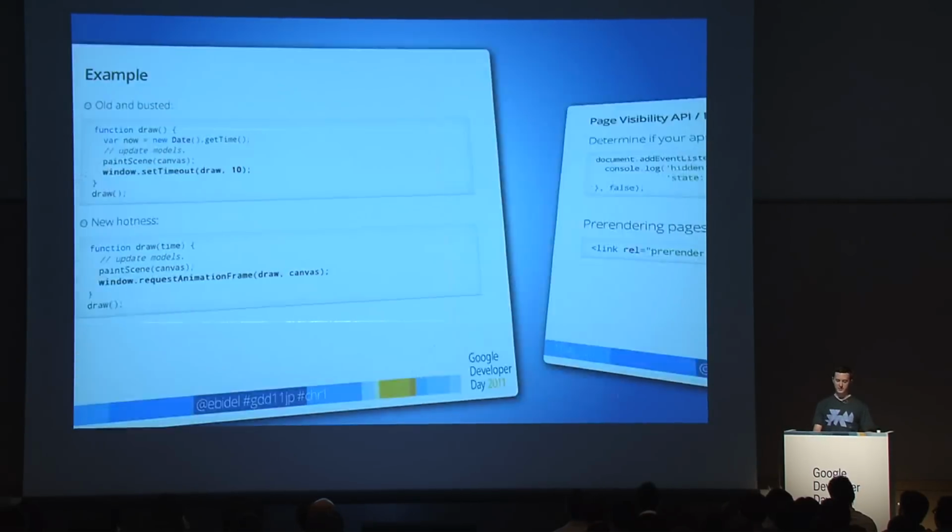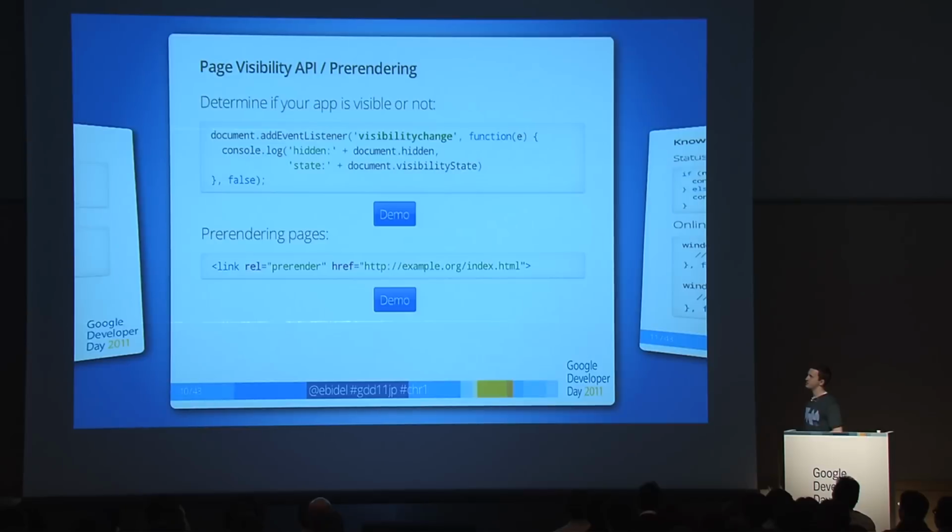So that is requestAnimationFrame. Smarter animations now in HTML5. Another new API is the Page Visibility API. And a lot of these APIs are very similar. It gives you more insight into your application, what exactly is going on. And the Page Visibility API is very, very simple.